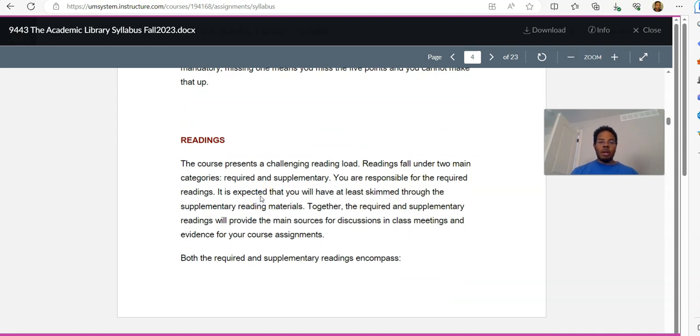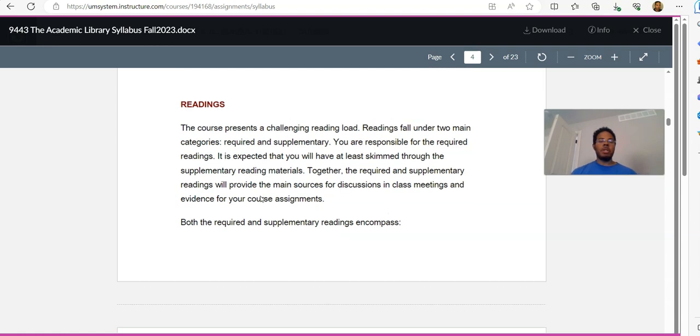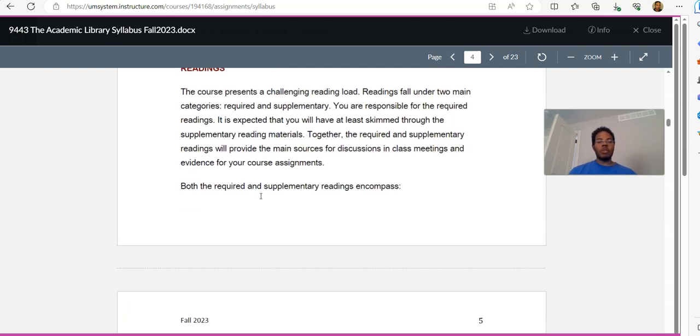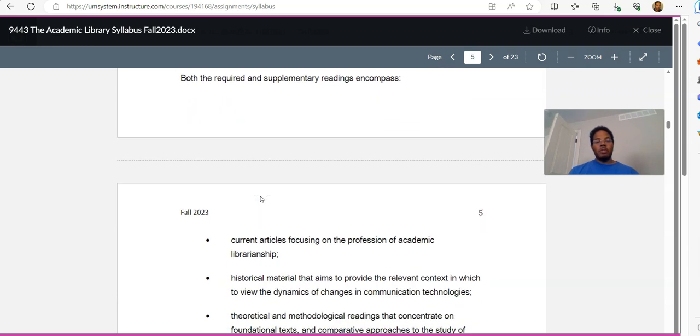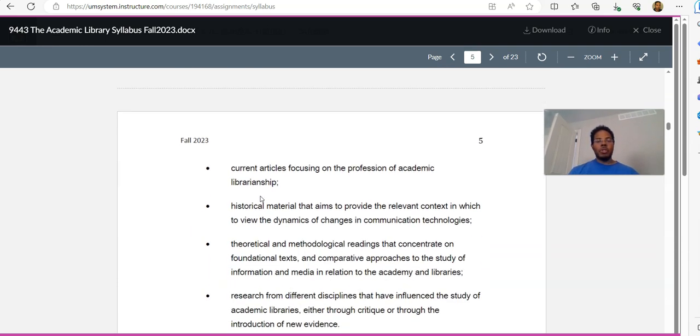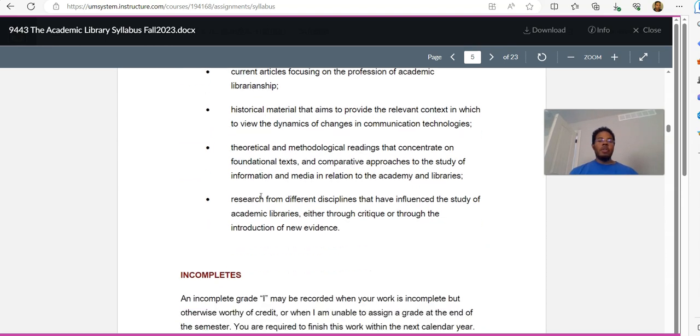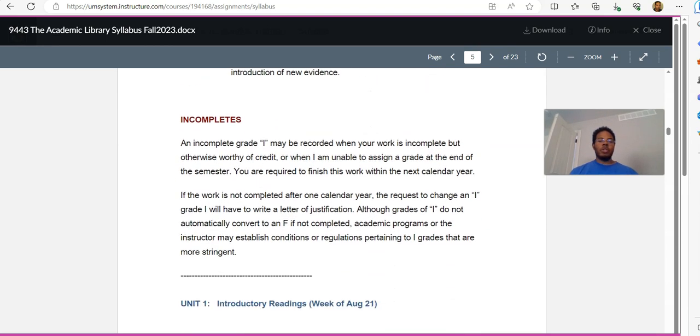Readings. The course presents a challenging reading load. So even though there's not a lot of hard work that you turn in, there is a lot of reading and there is a lot to absorb when it comes to academic libraries. Some good things, some bad things, some neutral things. Both the required and the supplementary readings encompass such things as current articles focusing on the profession, historical material, theoretical material, and also research.